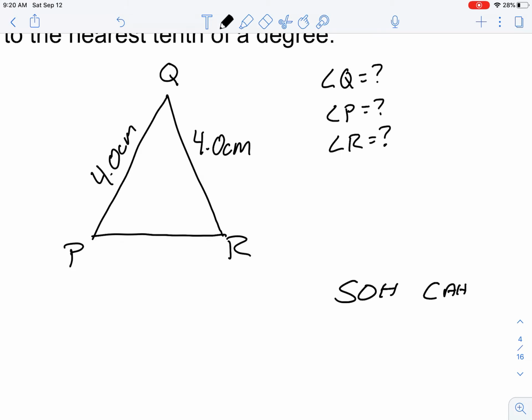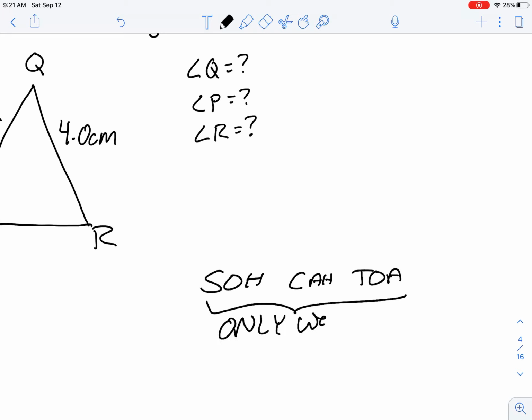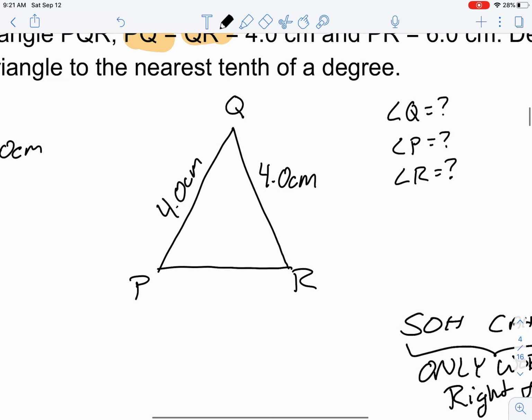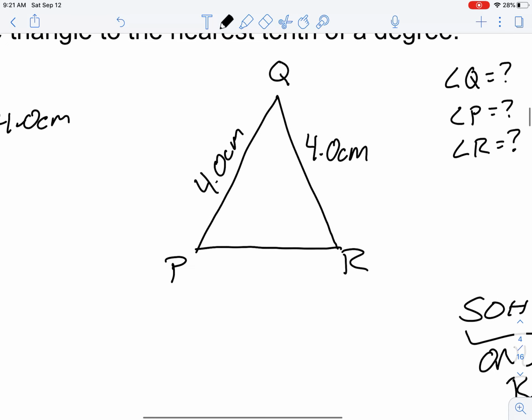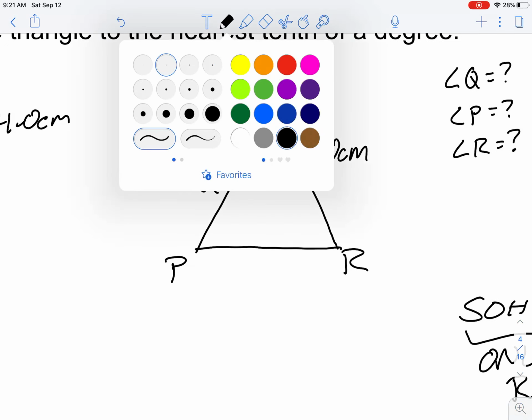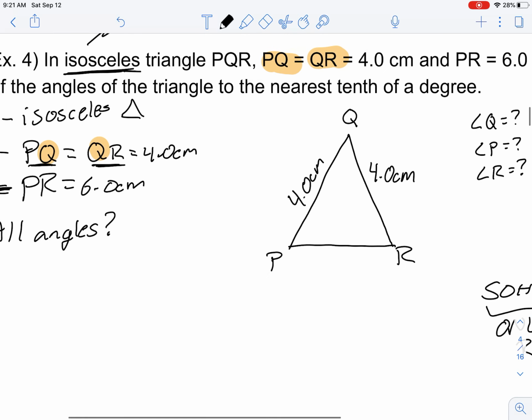SOHCAHTOA only works for right triangles. So you cannot just start using SOHCAHTOA here because you have no right angle. So we might have to make some triangles in here in order to use SOHCAHTOA.